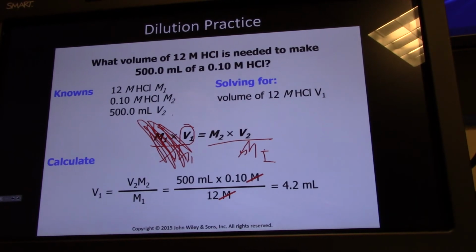And so 4.2 milliliters, and then you slowly add that to water. You always add acid to water, never water to acid, because you want to dilute the acid. If you add water to acid, it can react and spatter, and you want to avoid that. So it's always important to slowly add acid into water so that it's always being diluted.